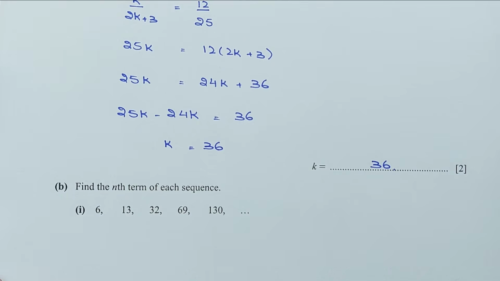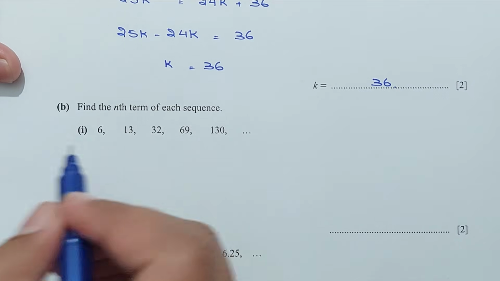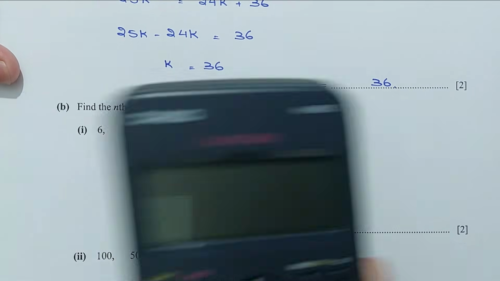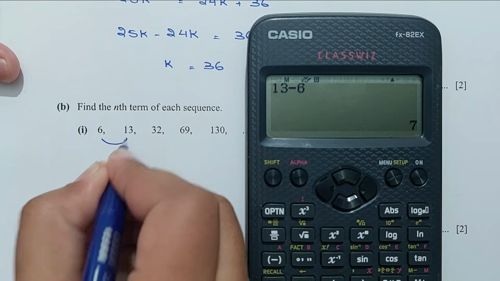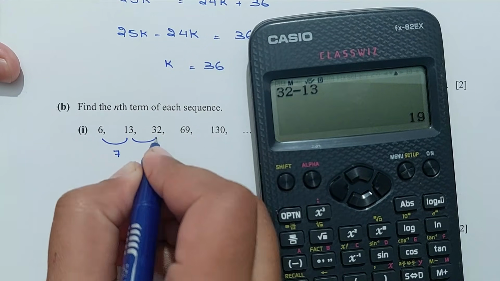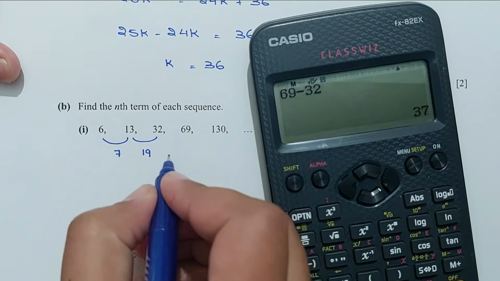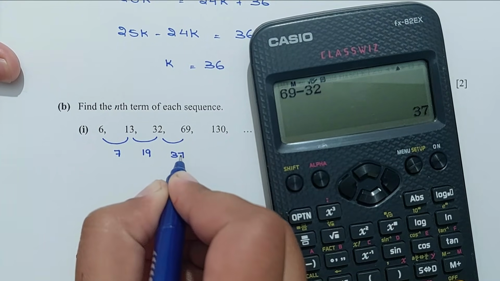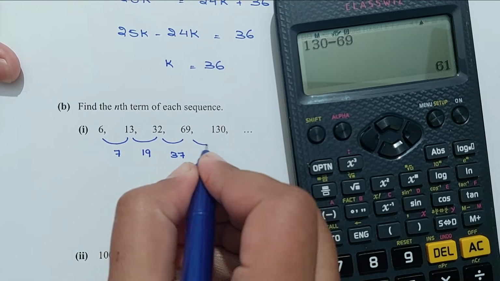Now for part B, find the nth term of each sequence. Okay, so let's work on the first sequence. Let me find the difference between the terms. So 13 minus 6, the difference is 7. Okay, 32 minus 13 is 19. 69 minus 32 is 37. And 130 minus 69 is 61.